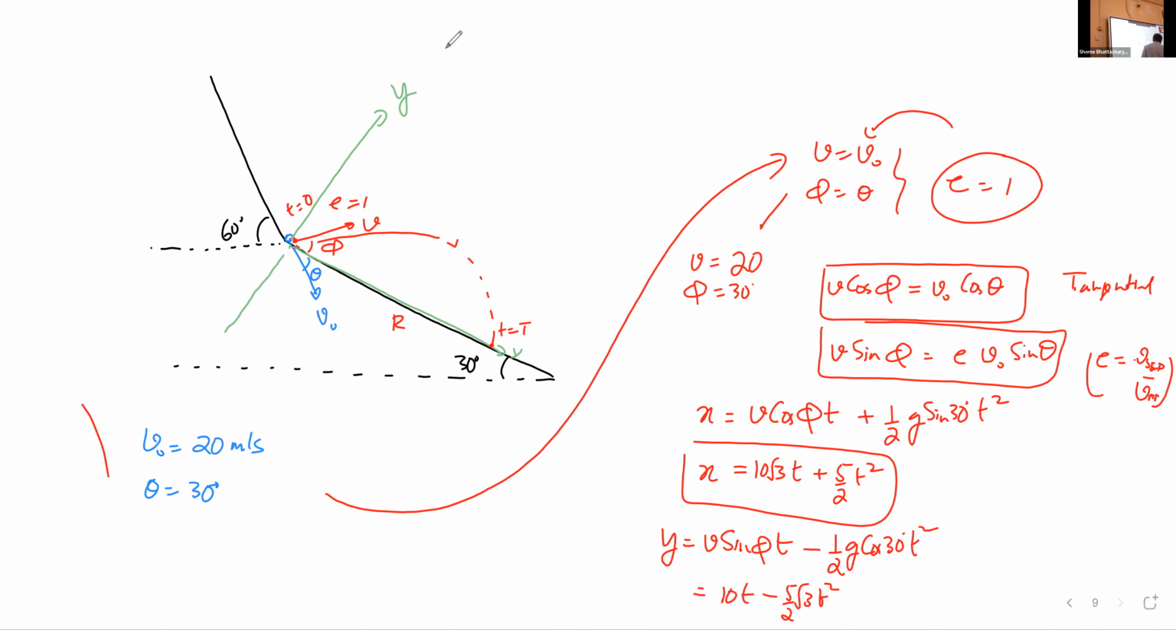This is y as a function of time. Then we substitute the y coordinate as 0 to get the time of flight, and substitute that time in the first equation to get the range.